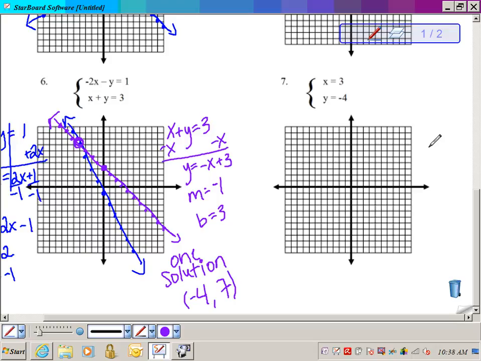x equals 3. Does anybody remember anything about something that's missing a y? If it's missing a y, what is it? Very good. It's a vertical line. Is it a function? No, anything that doesn't have a y is not a function. So it's going to have an undefined slope. So we're going to have x equals 3, so we go to where x is 3. And this is going to be a non-function vertical line. Right? Anything that's vertical is not a function.